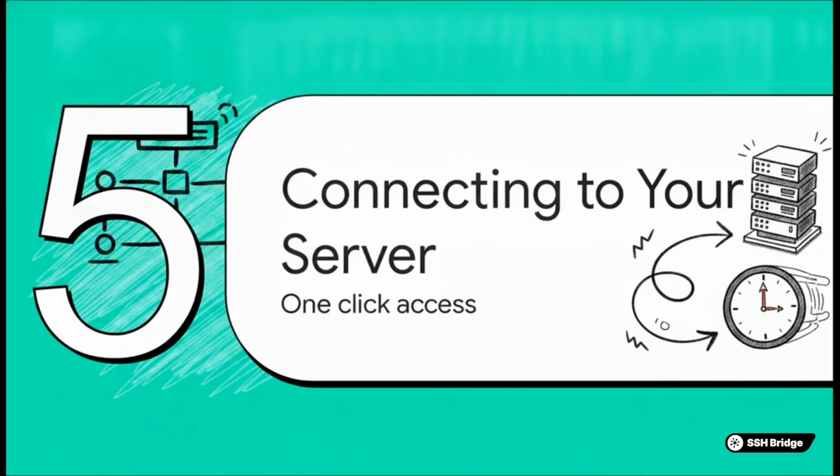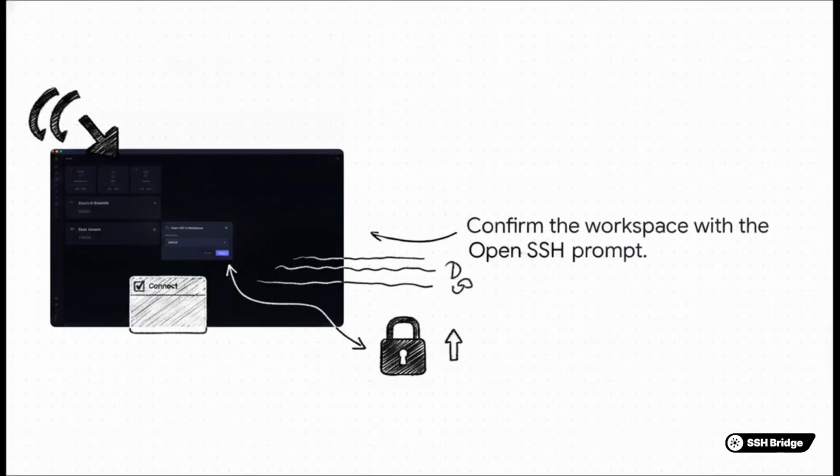And finally, Section 5, Connecting to your server, the really fun part. To actually initiate a session, you can just double-click a host card or right-click it and select SSH Connect. When you do that, SSH Bridge gives you this really sleek little prompt asking which workspace should house the new session. You just confirm your workspace, hit open, and the application immediately uses your saved details to launch the connection.